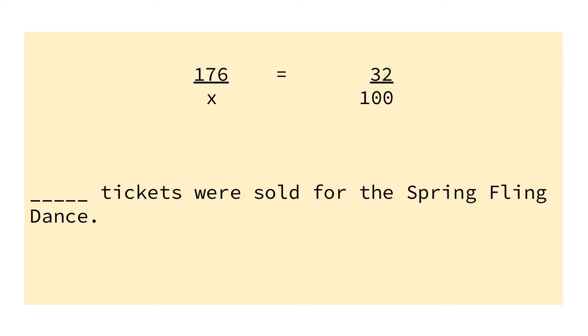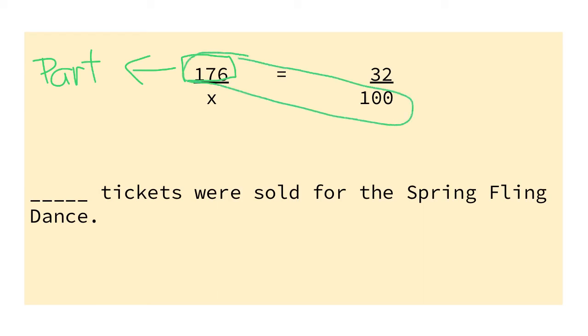So notice my setup. I'm wondering if you put this 176 in the denominator. This is only part of the ticket sales, only the part they sold in those 2 days. It is not the total, and therefore it goes in the numerator. So when I take 176 times 100 and I divide by 32, my answer is there were 550 tickets sold for the Spring Fling Dance.